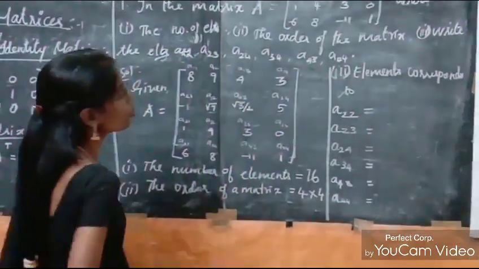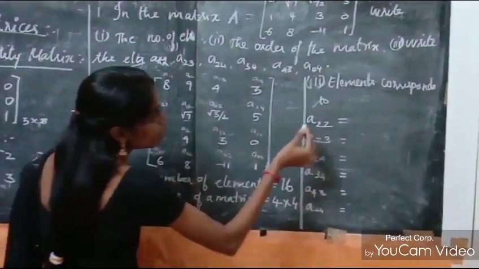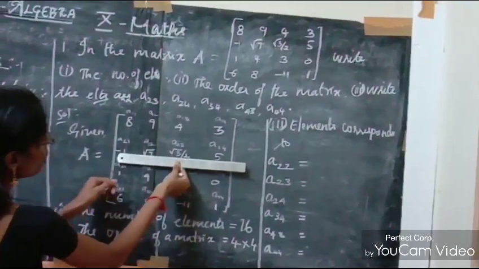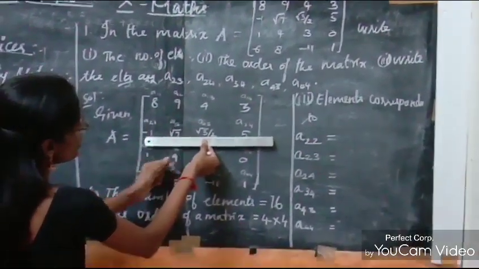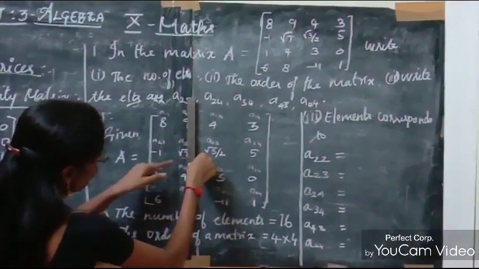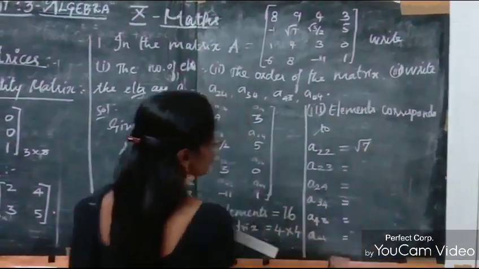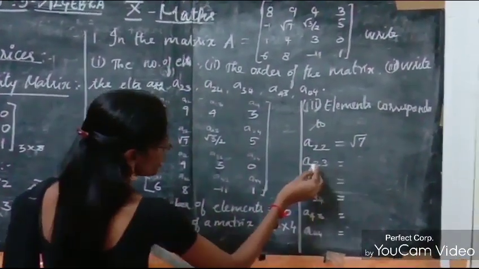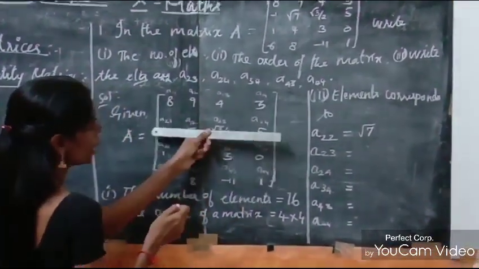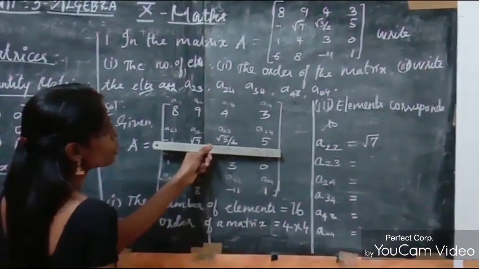Elements corresponding to, see, listen, a22. a22 means second row, second column. See, listen, second row and second column. The intersection point is root 7. Then a23, second row, third column. This is the second row. Here, second row, third column. The intersection point is root 3 by 2.